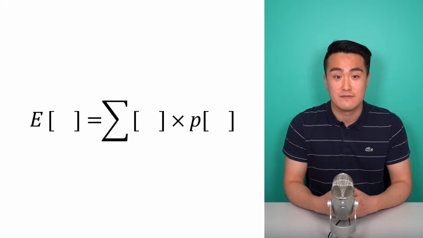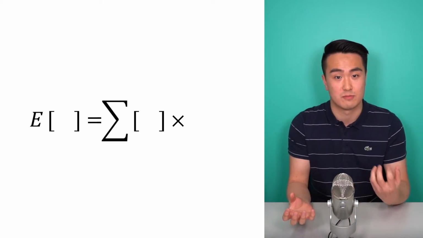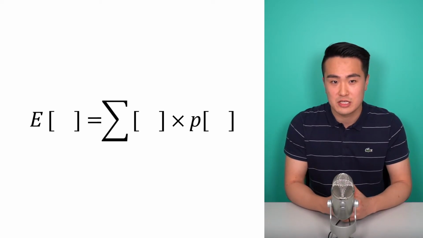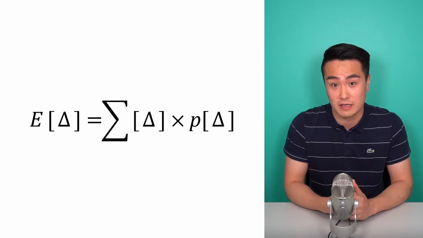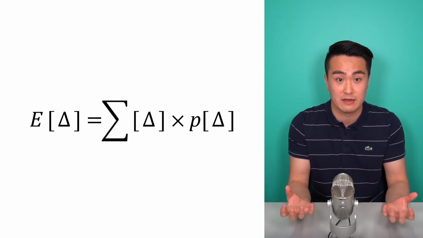Now, the next point is the most important point in this episode. The expected value is equal to the sum of the product of each outcome with its probability. So the expectation of any expression, say triangle, is the sum of every triangle multiplied with the probability of the triangle occurring.